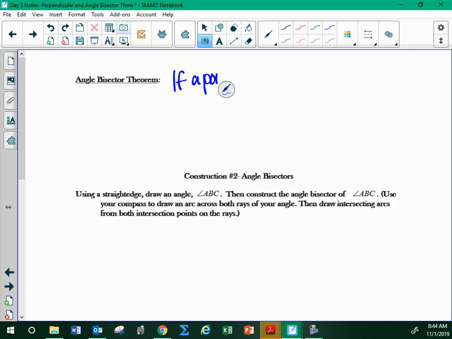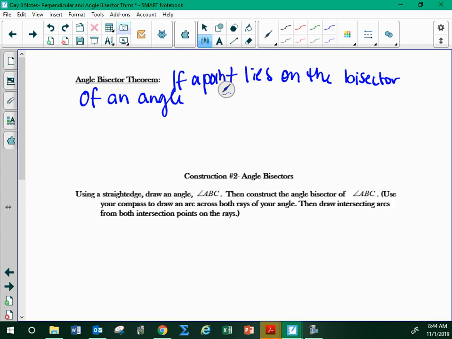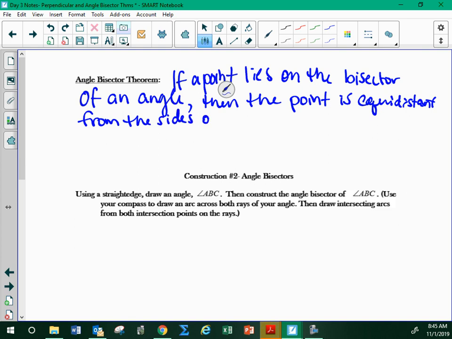If a point lies on the bisector of an angle, then the point is equidistant from the sides of the angle. If a point lies on the bisector of an angle, then the point is equidistant from the sides of the angle.